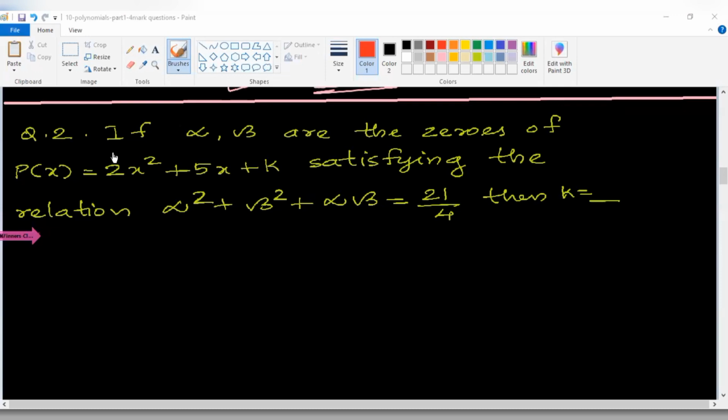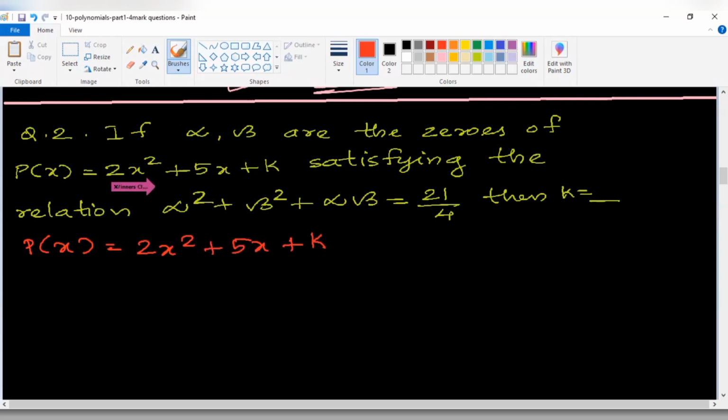This is our second question. If alpha, beta are the zeros of p of x, this polynomial satisfying the relation alpha square plus beta square plus alpha beta is equal to 21 by 4, then we have to find the value of k. Alpha, beta are the zeros of this polynomial. So p of x is 2x square plus 5x plus k.